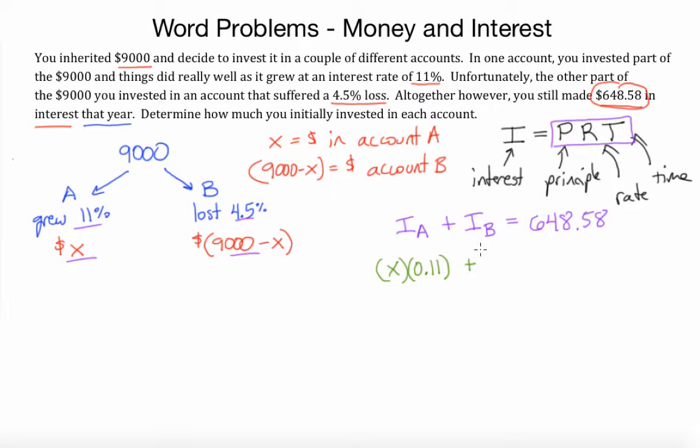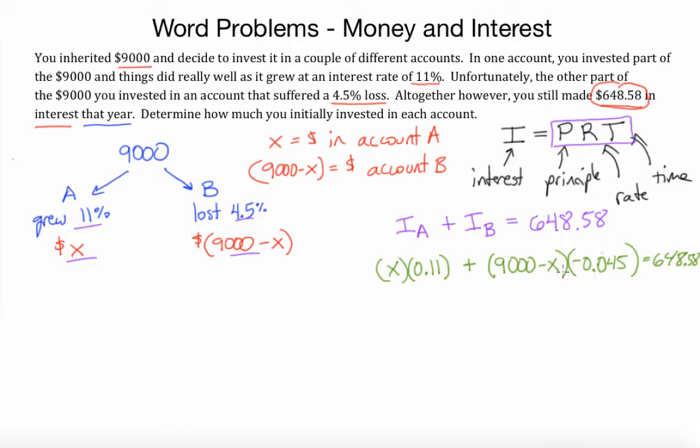That's 11%. So 11% of X would be the amount of interest I earned for account A. Now, for account B, we lost 4.5%. So I'm going to put a negative, and for the principal here, 9,000 minus X. I'm going to put that it lost a negative 0.045. So the net effect, the interest in account A plus the interest in account B, equals 648.58.